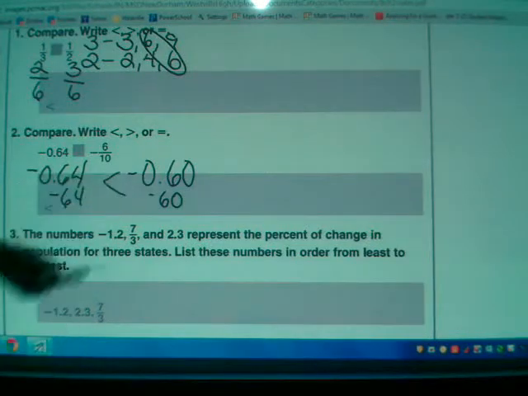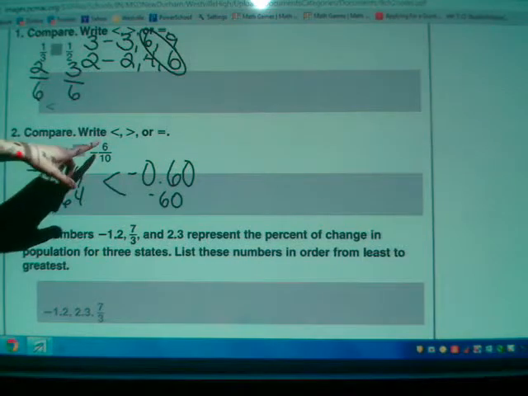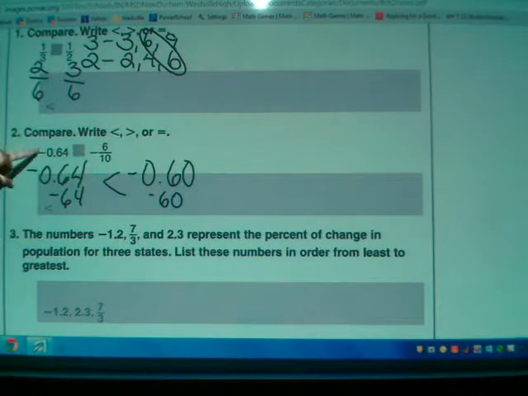So this one's going to fill in with less than. Negative 0.64 is less than negative 6/10, or if you want to think of it the other way, negative 6/10 is bigger than negative 0.64.